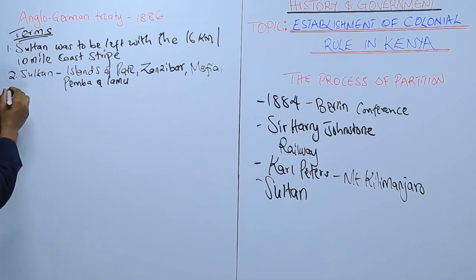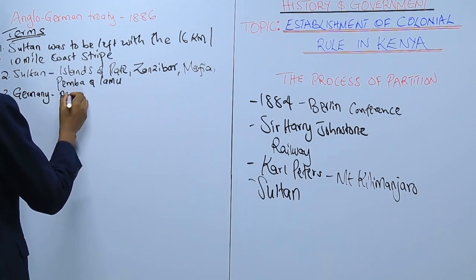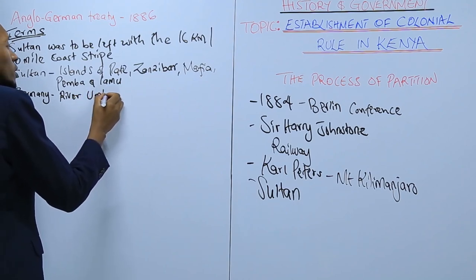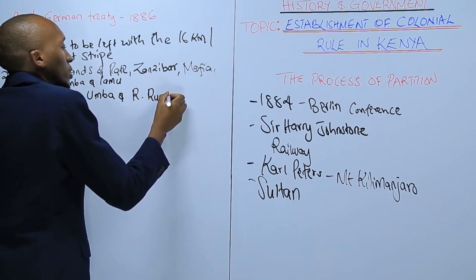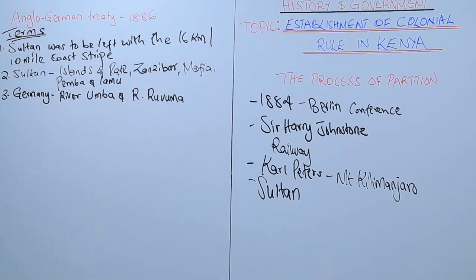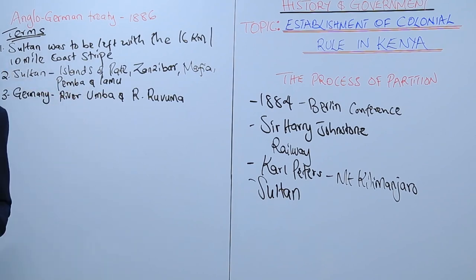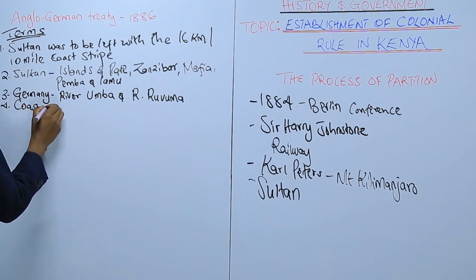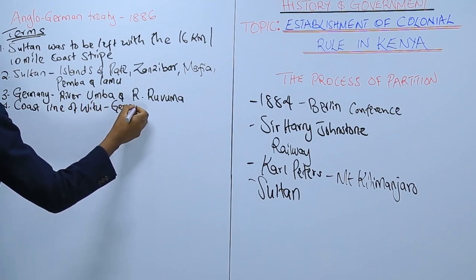The third one, Germany was to get the territory between River Umba and River Ruvuma. So Germany was given that territory between River Umba, that is at the coast, and River Ruvuma. And then it was also given the coastline of Witu.